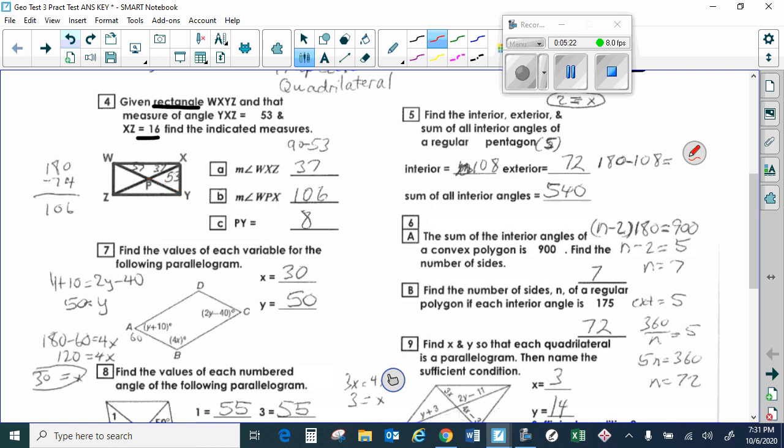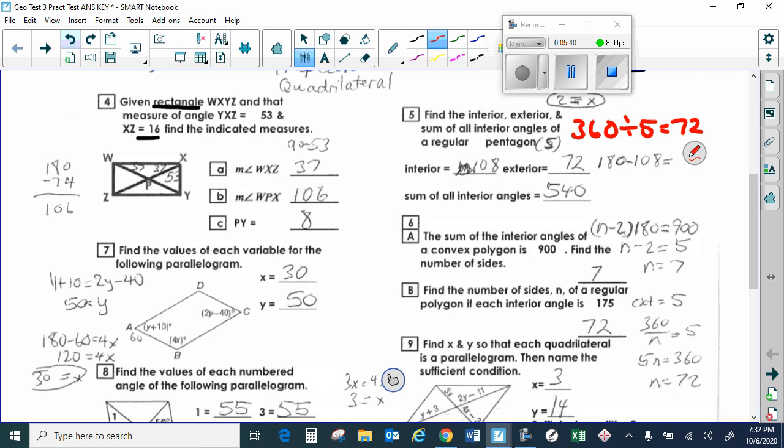Okay, number 5. Find the interior, exterior, and sum of all the interior angles of a regular pentagon. So you got to know pentagon's 5. The easiest way would be deal with the exterior angle, which is, remember, 360 divided by 5, which then gives you 72. So I have this, 72 right there.